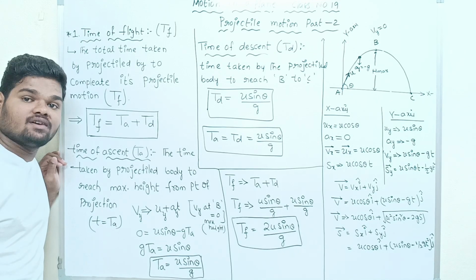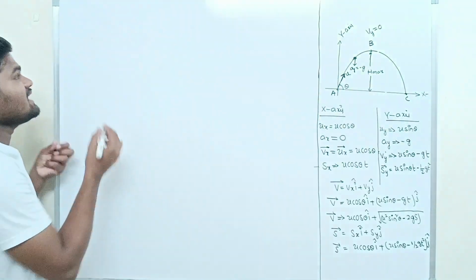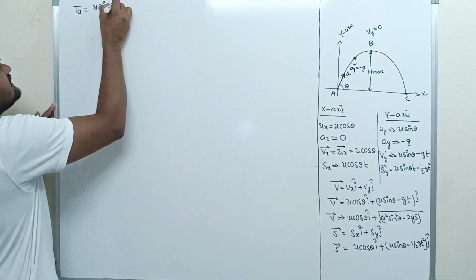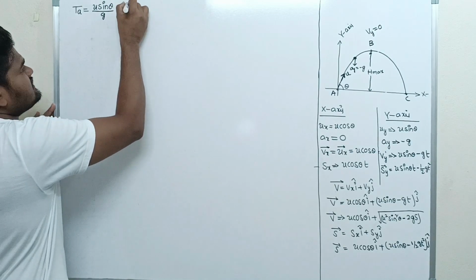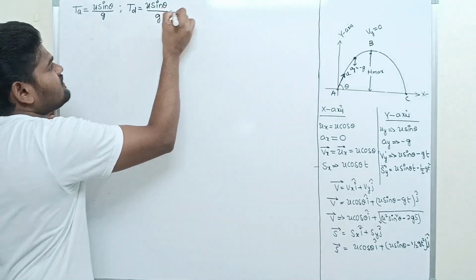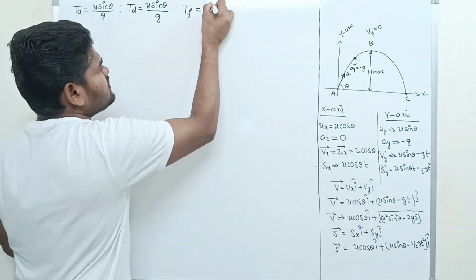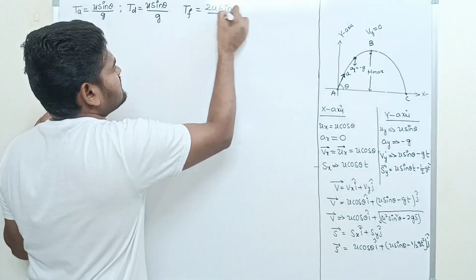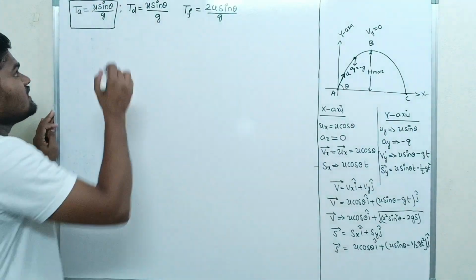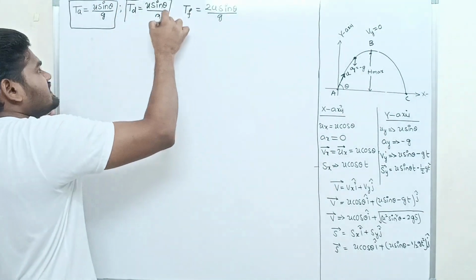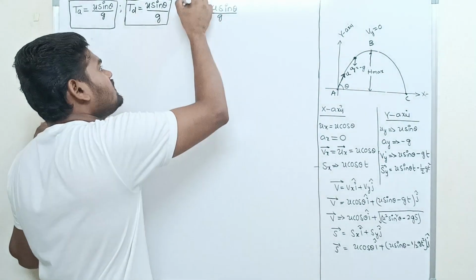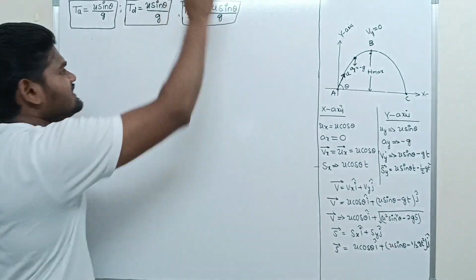3, 2, 1, go. The equation for time of ascent is u sin theta by g. The time of descent TD is again u sin theta by g. So time of flight TF is 2u sin theta by g. Time of ascent is the time taken by the object to reach maximum height, time of descent is the time taken to reach the ground from maximum height, and TF is the total time taken by the projectile body to reach the ground.